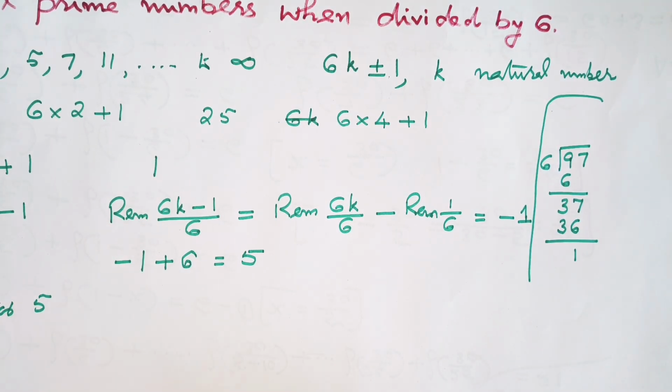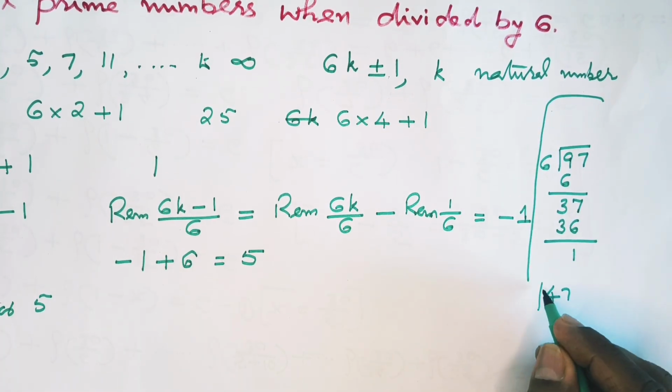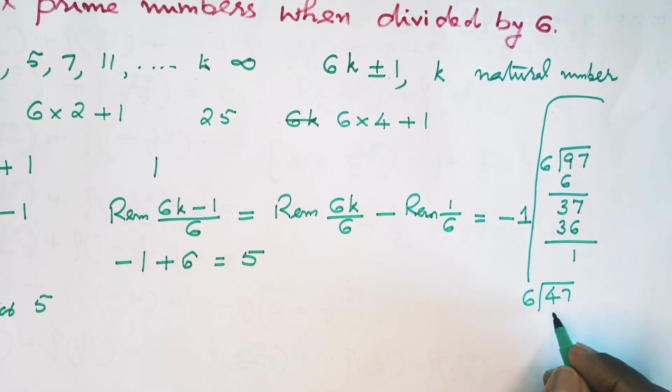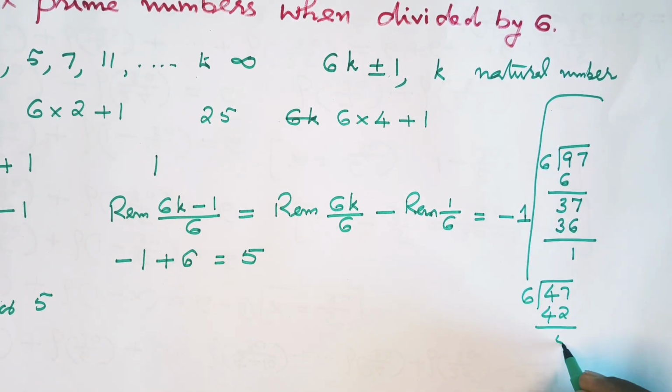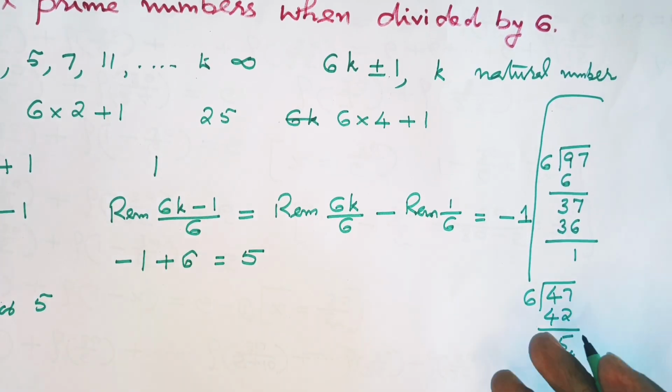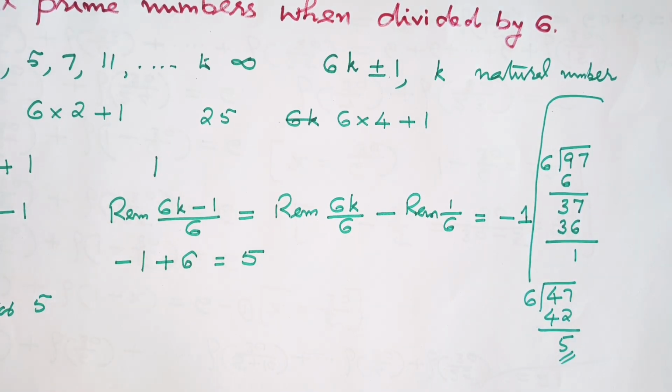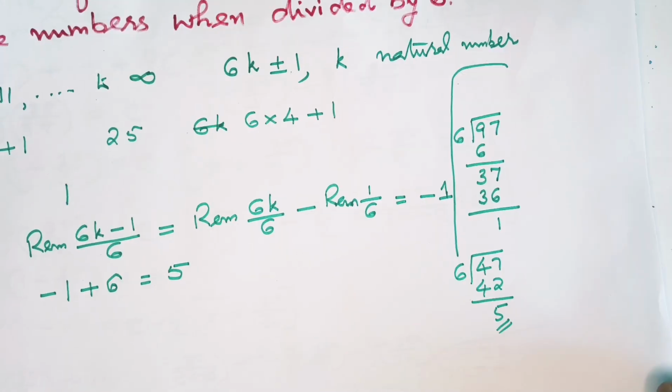Now take another prime number, 47. Let me divide that by 6. What do you have? It goes 7 times. So 42 we write here. Look at this. 5 is the remainder. You can extend this to any prime number, however big it is. When you divide it by 6, either 1 or 5 will be the remainder you get. That's all.